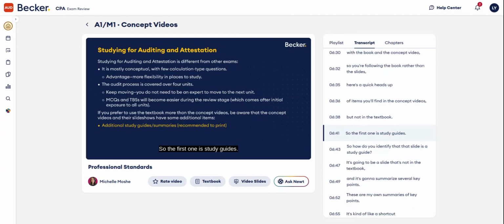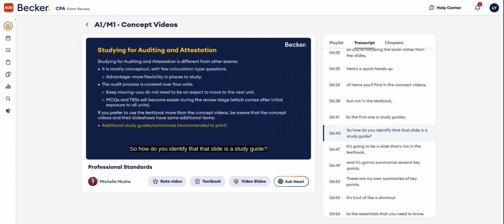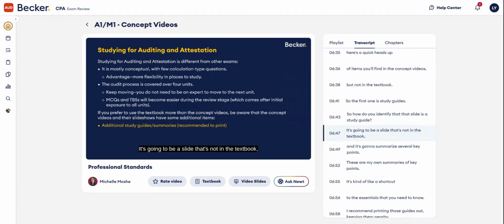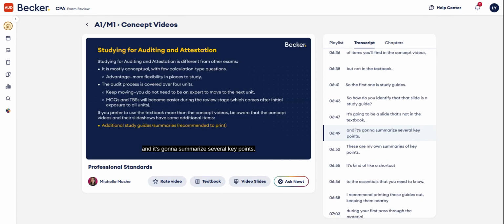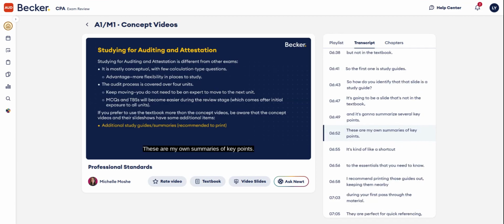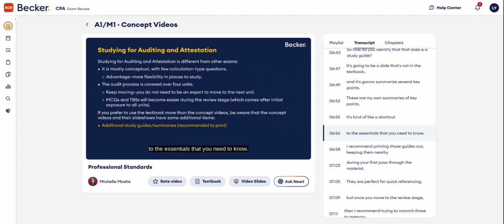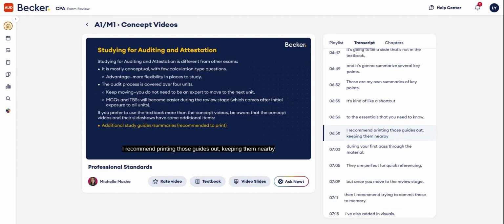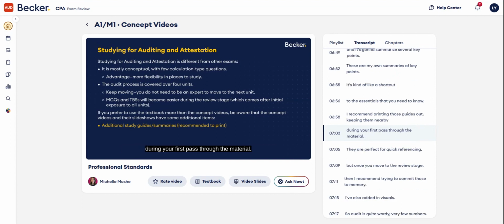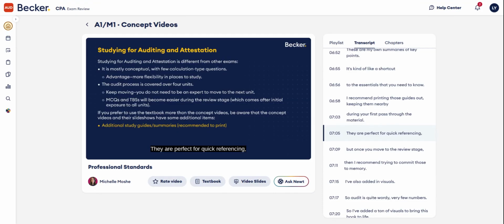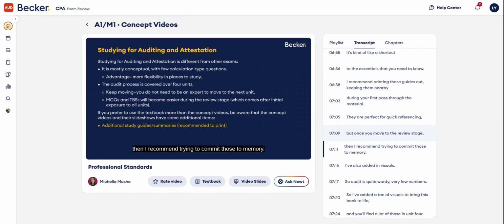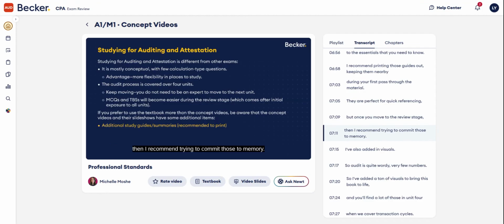So the first one is study guides. So how do you identify that slide is a study guide? It's going to be a slide that's not in the textbook, and it's going to summarize several key points. These are my own summaries of key points. It's kind of like a shortcut to the essentials that you need to know. I recommend printing those guides out, keeping them nearby during your first pass through the material. They are perfect for quick referencing. But once you move to the review stage, then I recommend trying to commit those to memory.